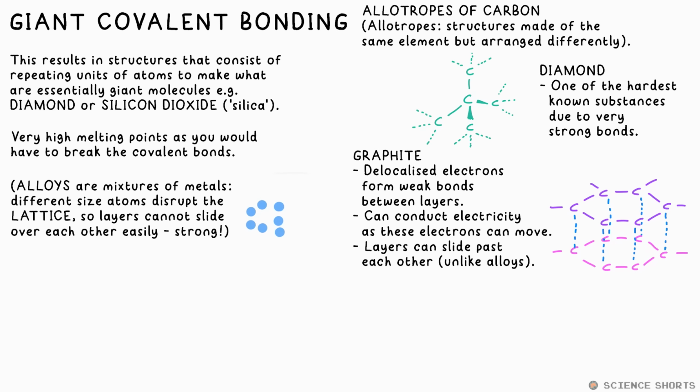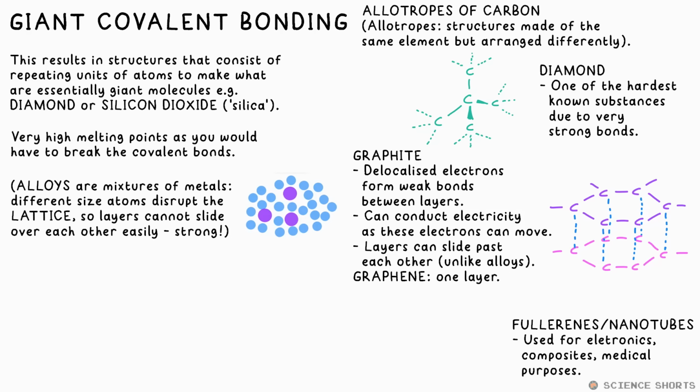As a side note, it's the opposite with metal alloys. They're stronger than pure metals because having mixtures of different metals means we have different size atoms, and that disrupts the regular lattice, so layers can't slide over each other as easily. Back to carbon allotropes. Graphene is just a single layer of graphite. Fullerenes are 3D structures of carbon atoms. For example, Buckminster fullerene is a spherical football-like structure consisting of 60 carbon atoms. Fullerenes that have a tube shape are called nanotubes.